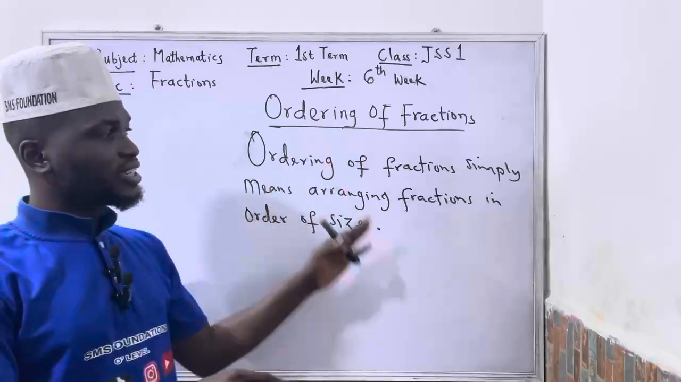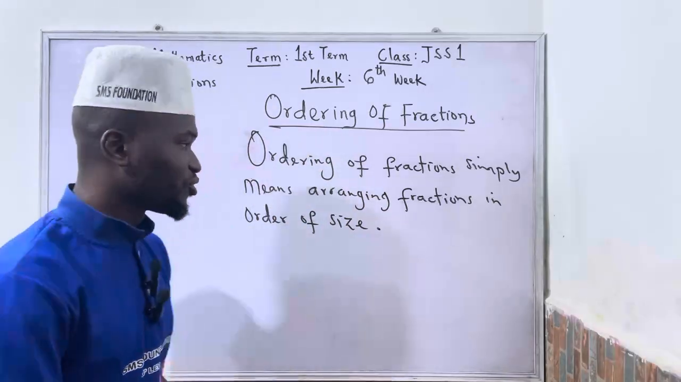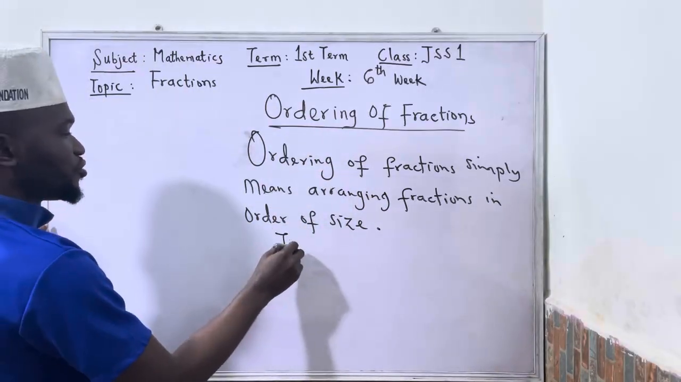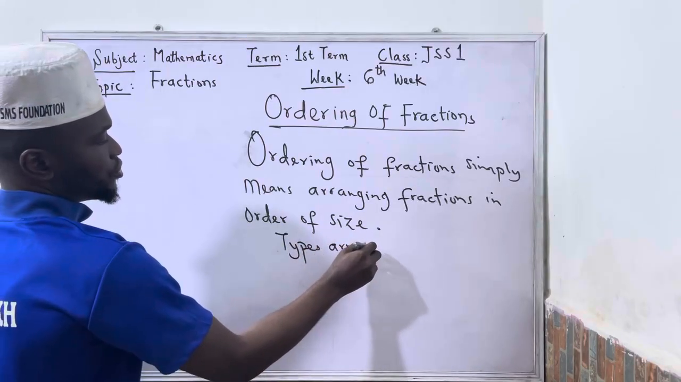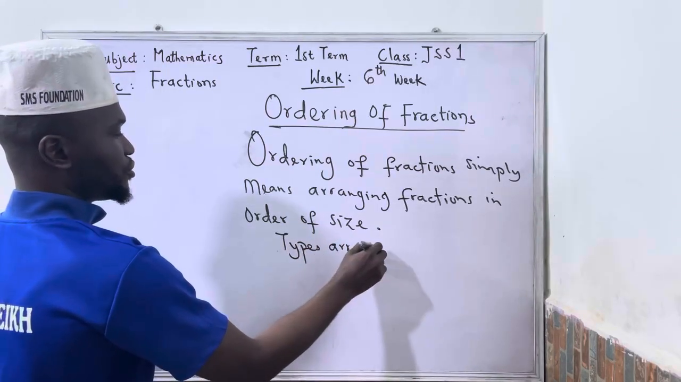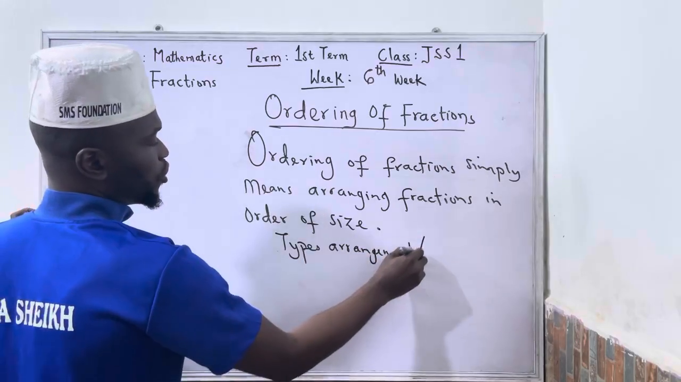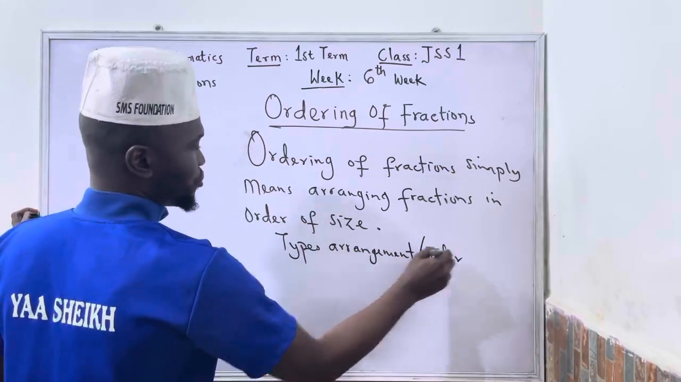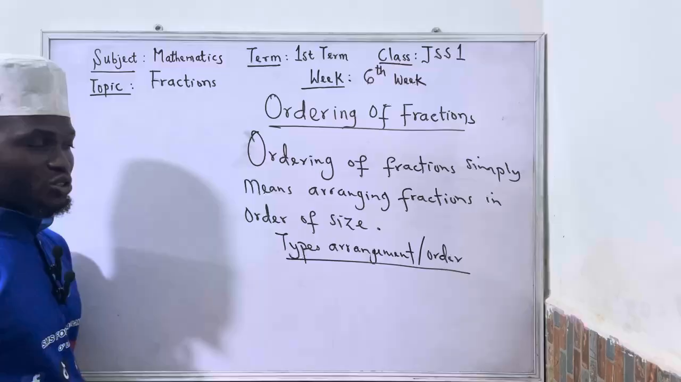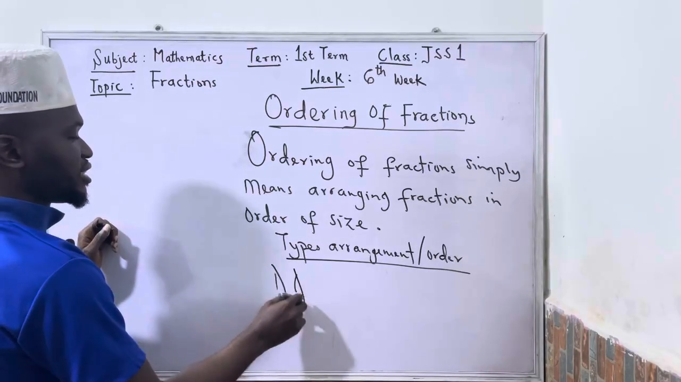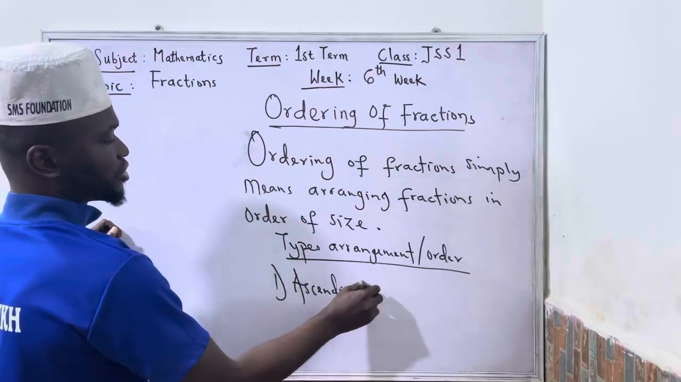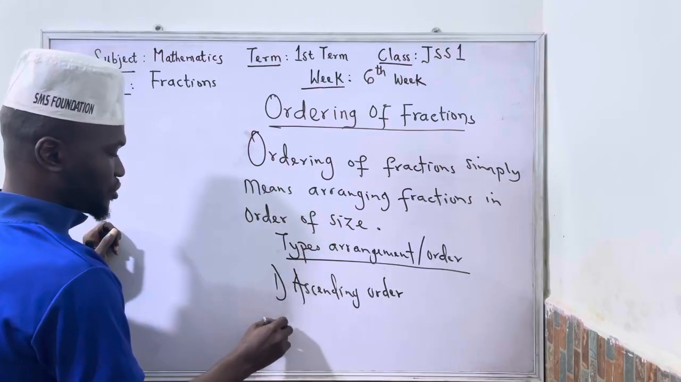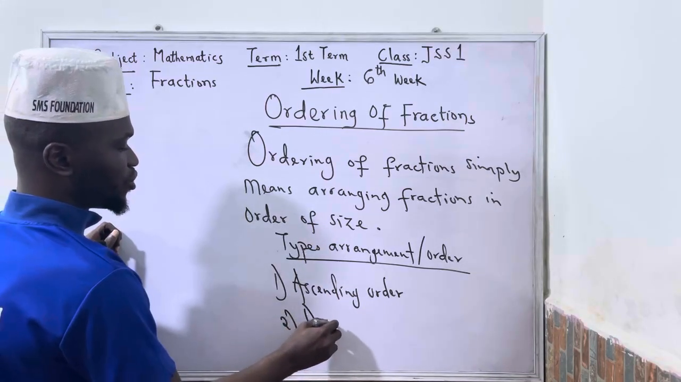From what I just said, we have two types of arrangement, or order. So we can either call it arrangement or order. So we have the ascending order, and then descending order.